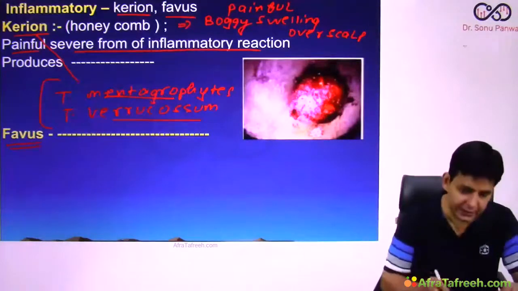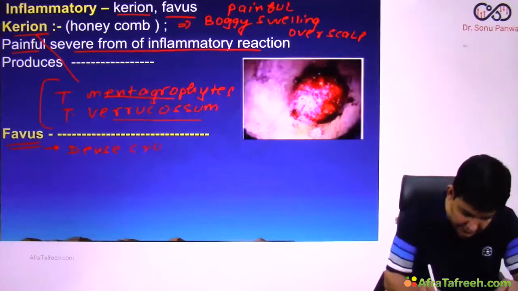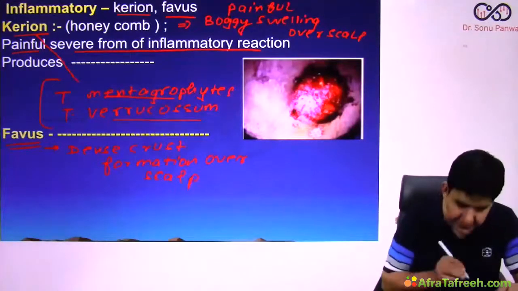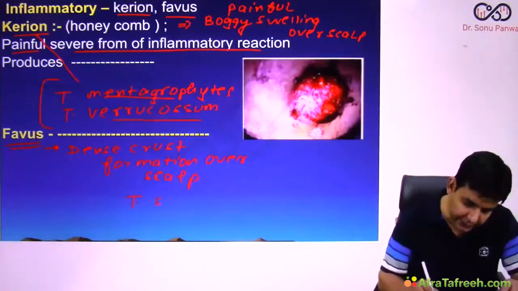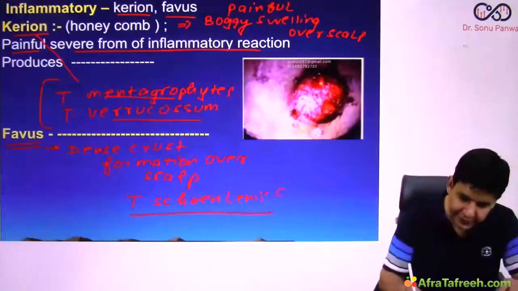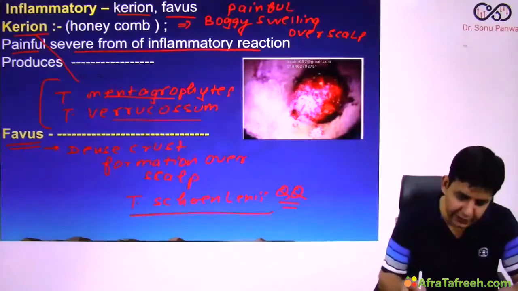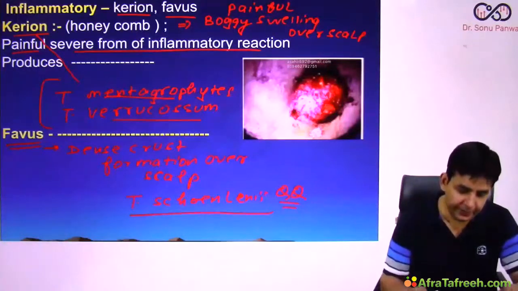Then favus: you need to remember, that is the dense crust formation over the scalp. Dense crust formation over the scalp is termed favus, and favus is caused by what? Trichophyton schoenleinii. This is a frequently asked question: favus is caused by what? It is caused by Trichophyton schoenleinii. This also you need to remember.